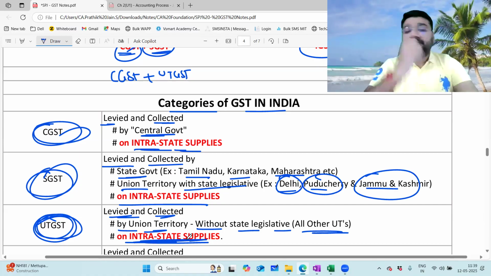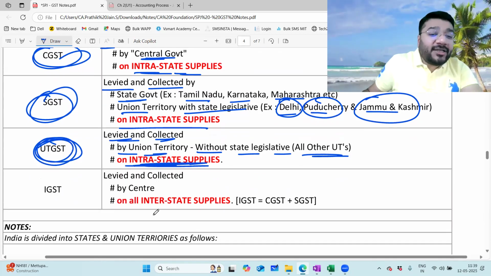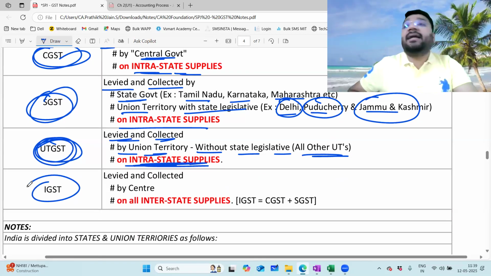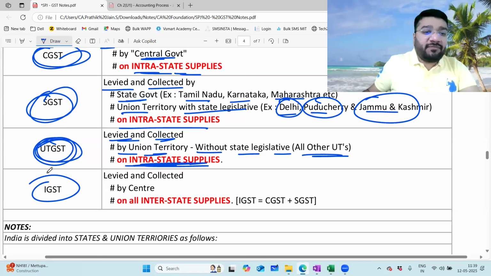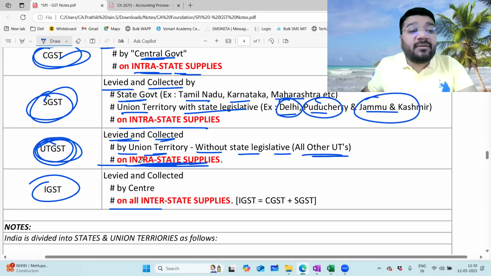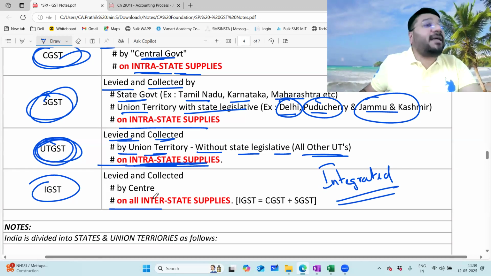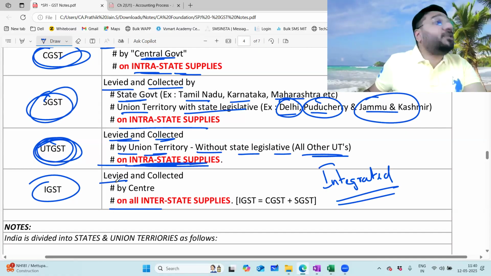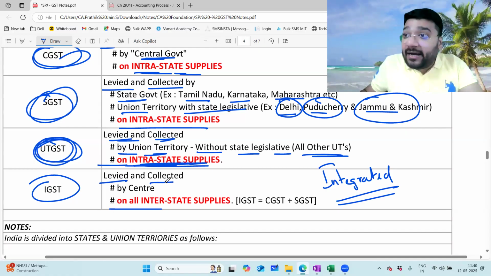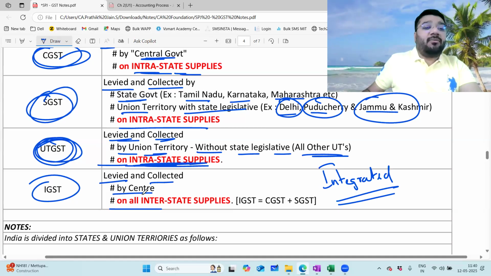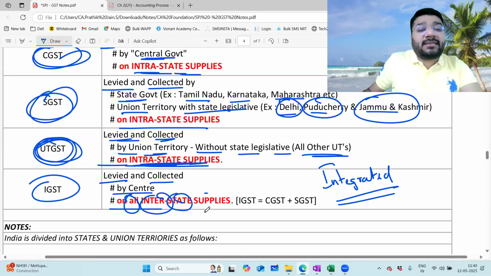Intrastate supply. And then finally, IGST is called integrated. If you want, I'll mention these terms here against each and every point. This is called integrated goods and service tax. Now, this is levied, charged, and collected by the central government on all interstate supplies.